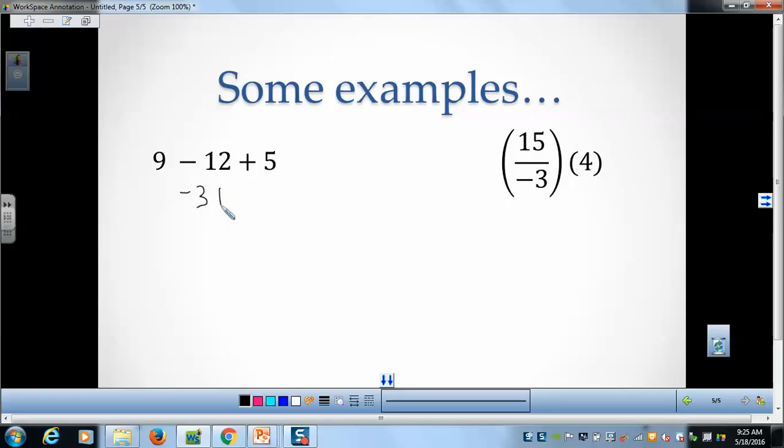And once again, I'm just going to work vertically. I'm going to bring that plus 5 down, and now I do the addition. Negative 3 plus 5 is 2, and that's my final answer.